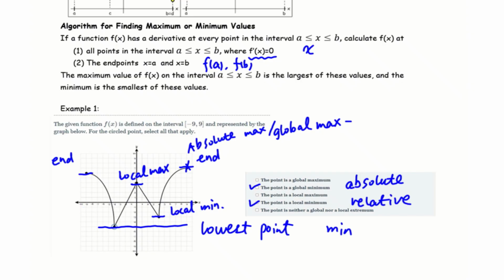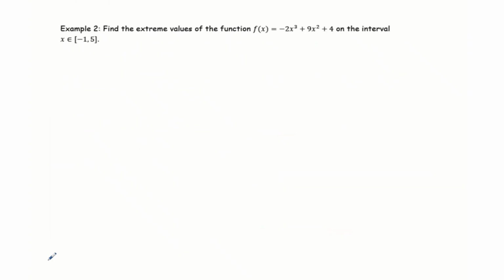Then for the next example, we are going to see how we can use an algebraic method to find the local minimum, maximum, and absolute minimum, maximum. So find the extreme values of this function on the interval x belongs from -1 to 5.